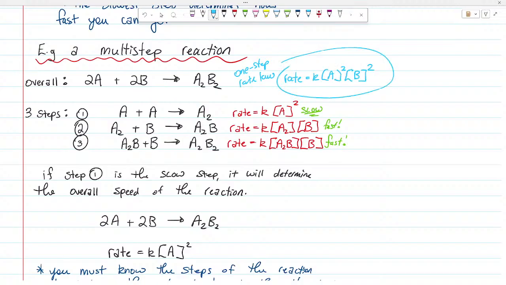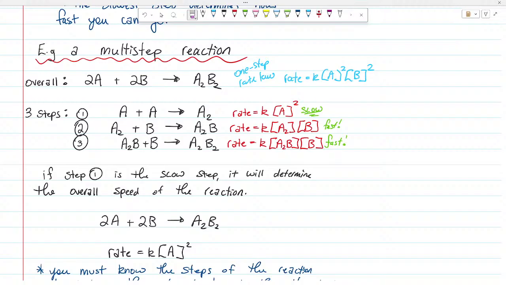So if you experimented and that worked, doubling A makes it go 4 times as fast, tripling A makes it go 9 times as fast, making A 10 times bigger makes it go 100 times as fast, doubling B makes it go 4 times as fast, tripling B makes it go 9 times as fast. If that all worked, then you'd say this is a one-step equation. This all happens at once. But in this case, we're being told it doesn't.